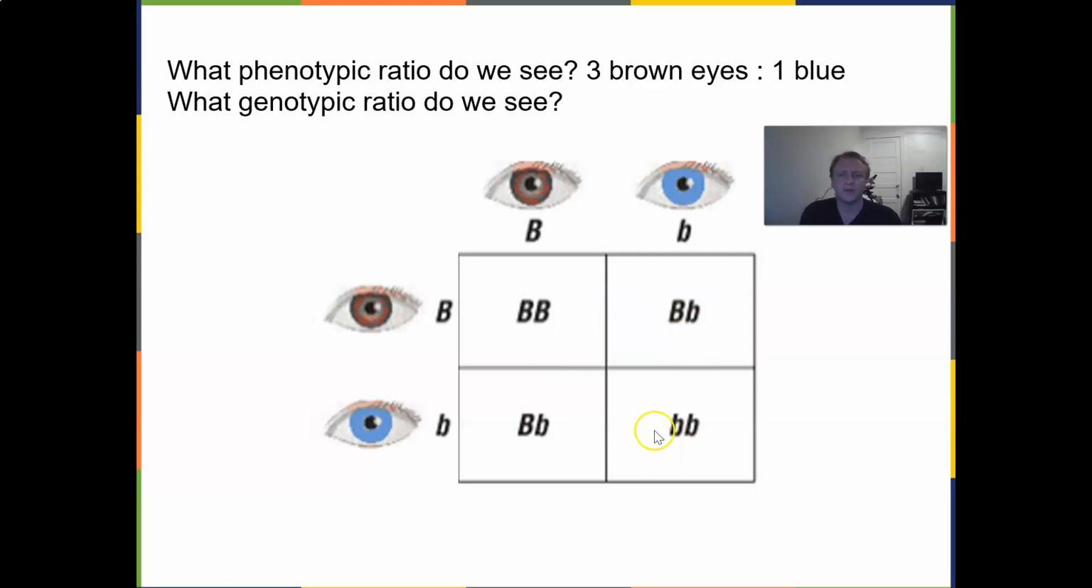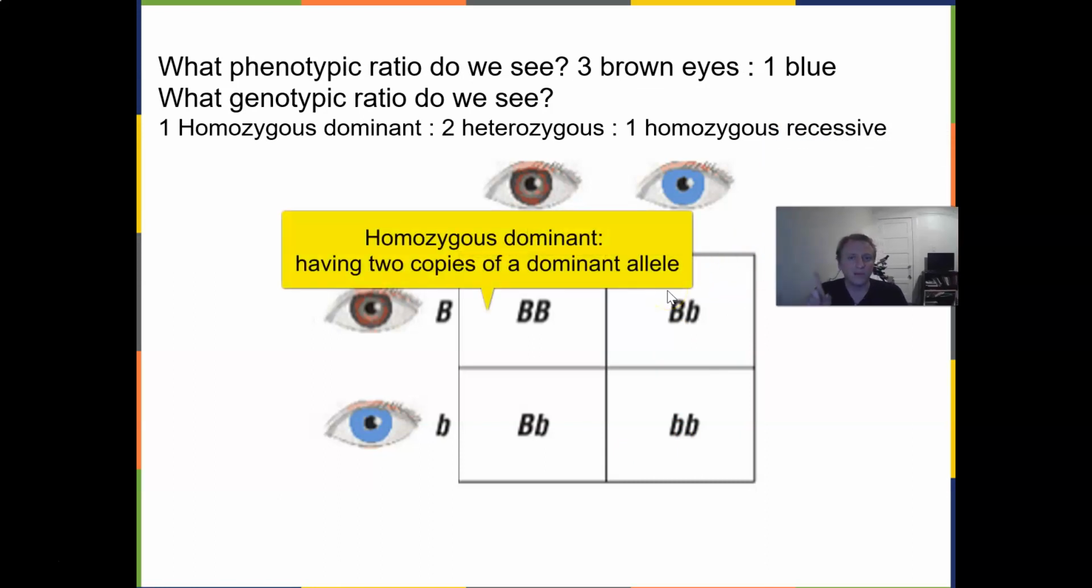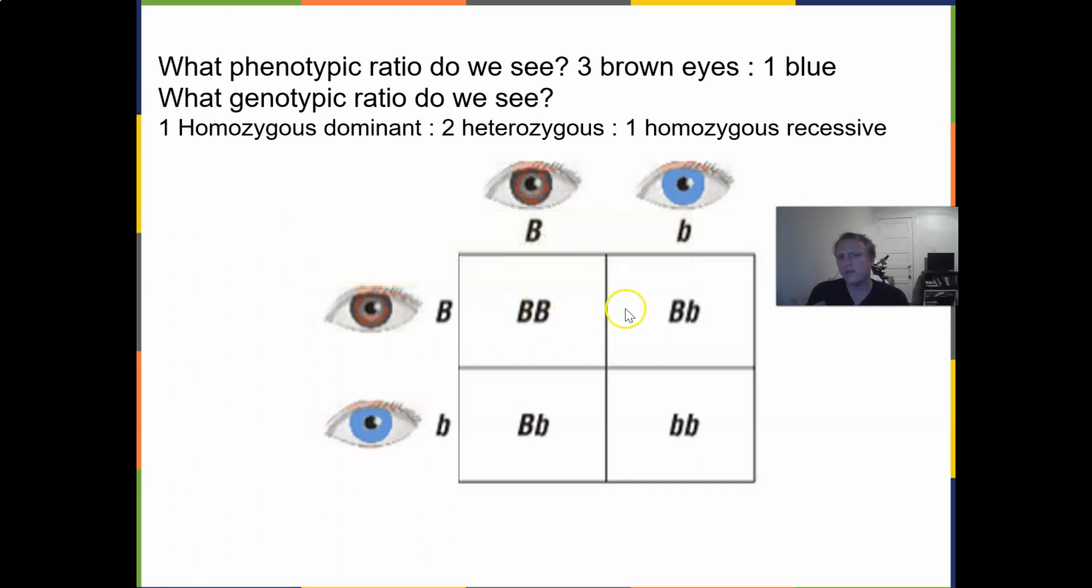And what kind of genotypic ratio do we see here? We have 1 homozygous dominant, which we haven't talked about yet. Homozygous means you have 2 copies of the same allele. And they're dominant, so capital B, homozygous dominant. We have 2 heterozygous individuals here, big B, little b, hetero, different, zygous, allele, and we have 1 homozygous recessive.